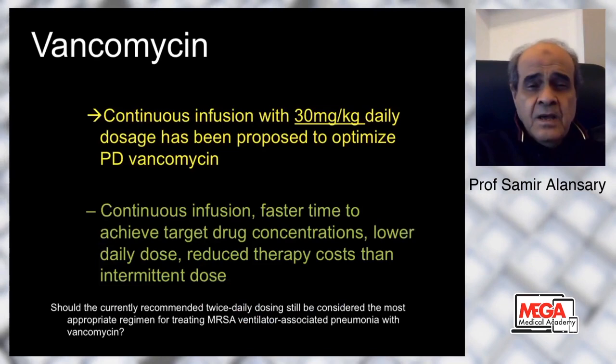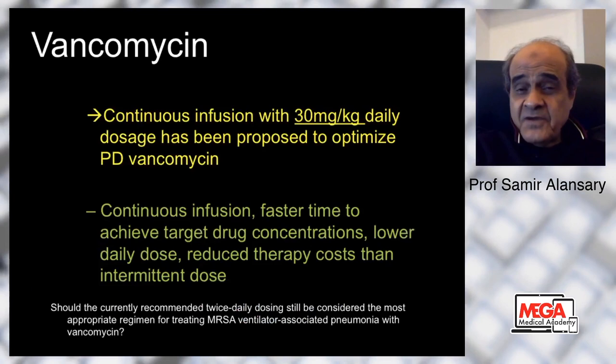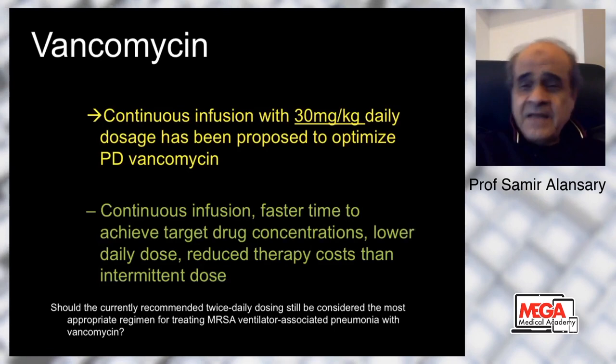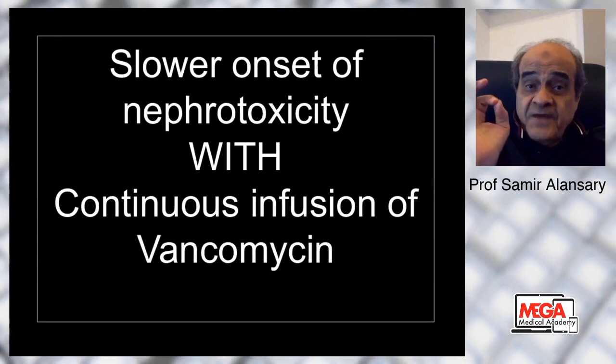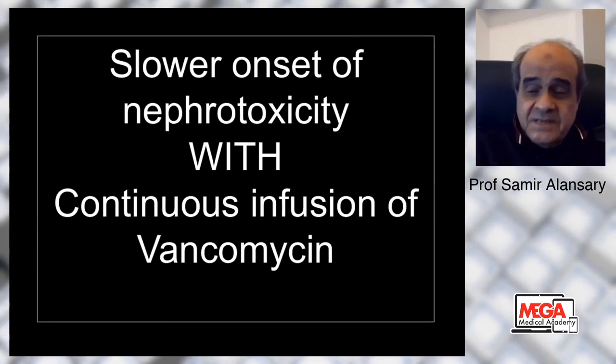As I said, some prefer infusion with vancomycin, especially with high dose, 30 milligram per kg daily, and others are still attached to the traditional way, giving the drug every 12 hours. Slower onset of nephrotoxicity with continuous infusion of vancomycin is settled by most of the research.